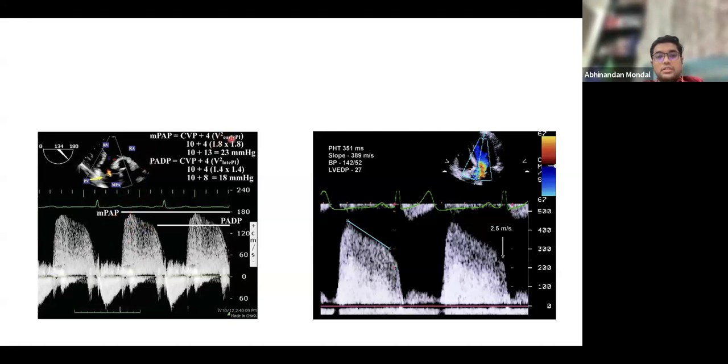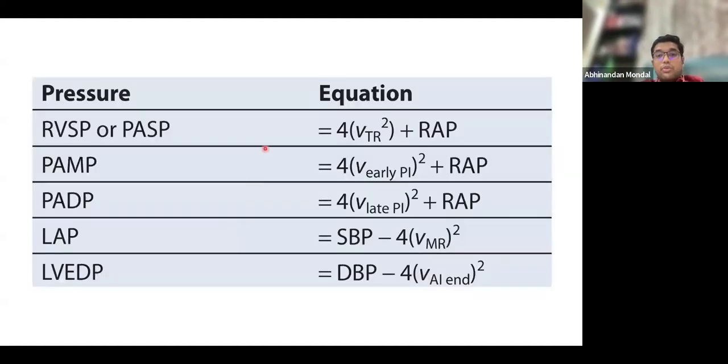This is called the early PI velocity, that is pulmonary insufficiency velocity. This is your late pulmonary insufficiency velocity. So this velocity will correspond to your MPAP value, and this velocity will correspond to your diastolic value. And PSP we already know from your TR: 4 into VTR square plus RA pressure. So that is how you can measure all three pulmonary artery pressures.